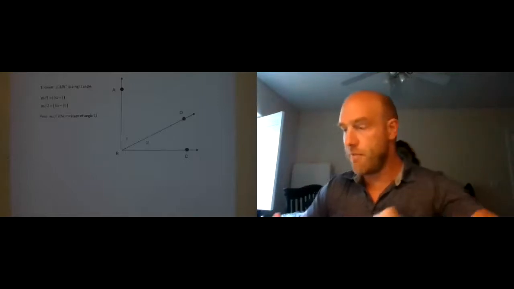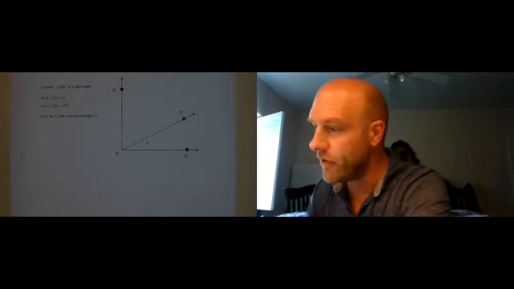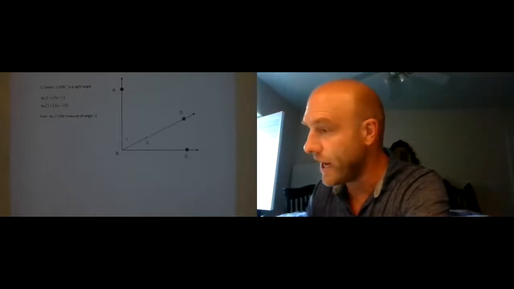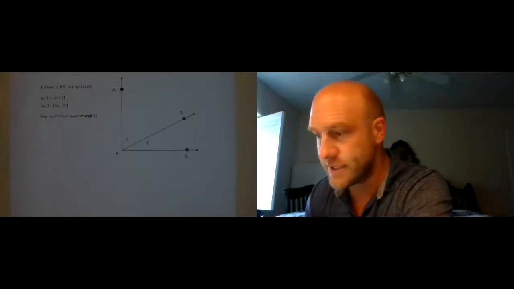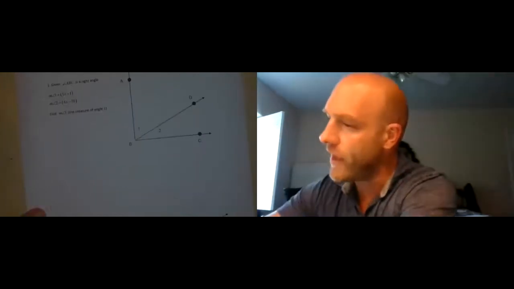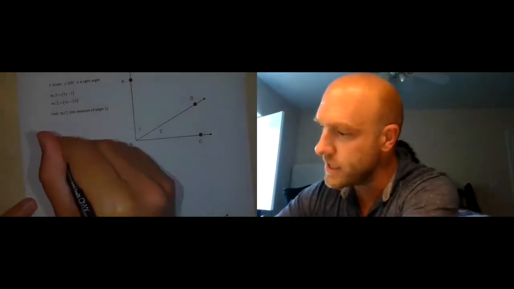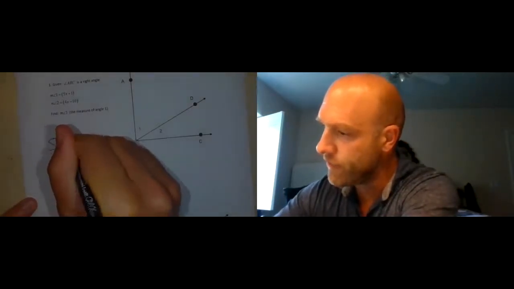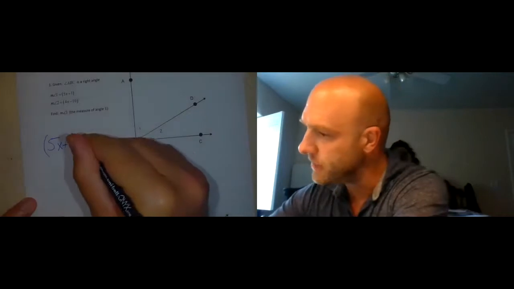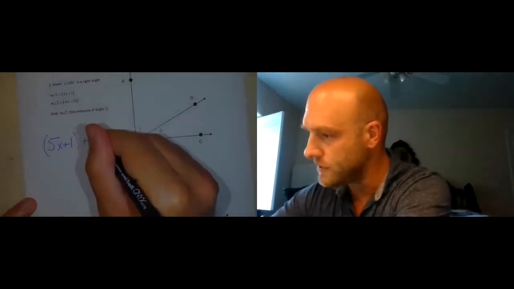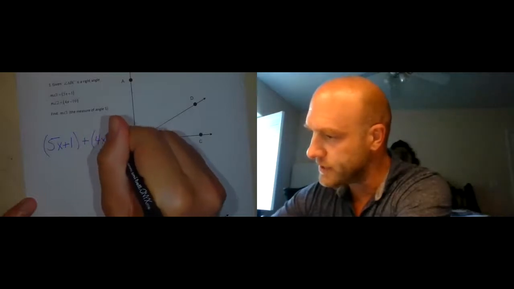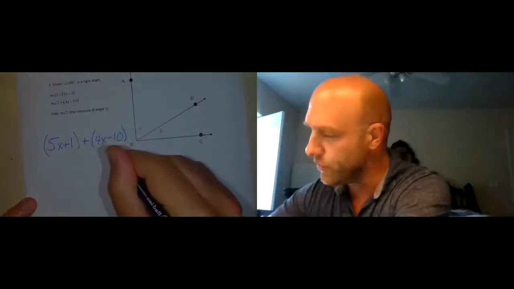Okay, so this time we are given that the big angle, the angle ABC, is a right angle. It is comprised of these two smaller angles, angle 1 and angle 2. And since it itself is a right angle, they have to add up to 90. The formula, which is implied here, is 5x plus 1 plus 4x minus 10 is equal to 90.